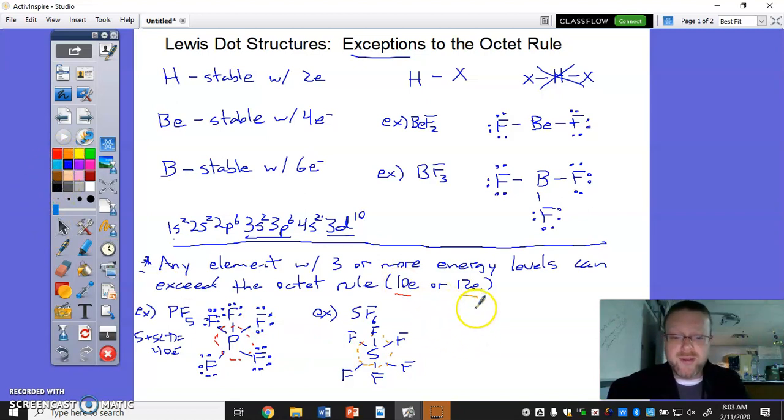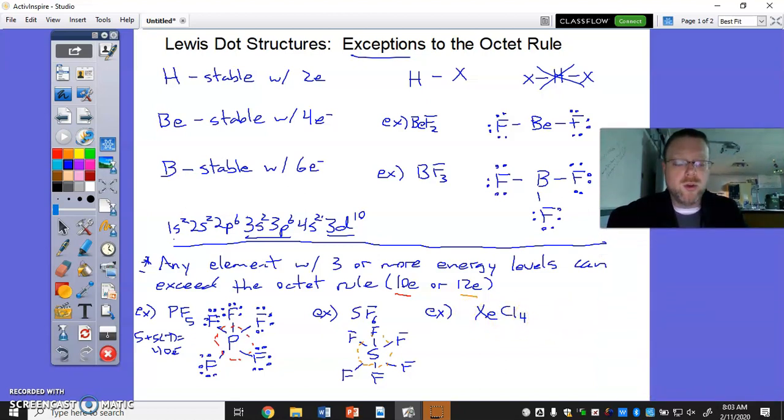Yet another example of that would be a molecule like, say, xenon tetrachloride, or XeCl4, okay? If you add up the total valence for this, xenon has 8 electrons and each chlorine has 7, so we've got 4 sevens. 4 sevens is 28, plus 8 more adds up to 36 total electrons in the model. Okay, so you start building the model.